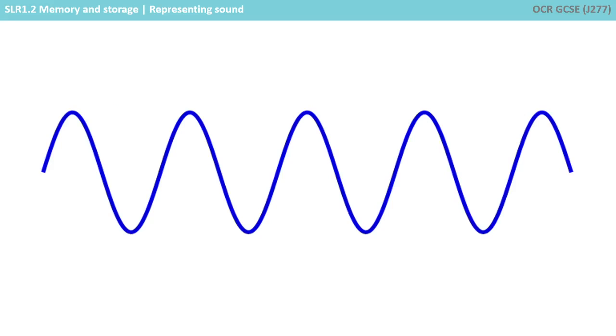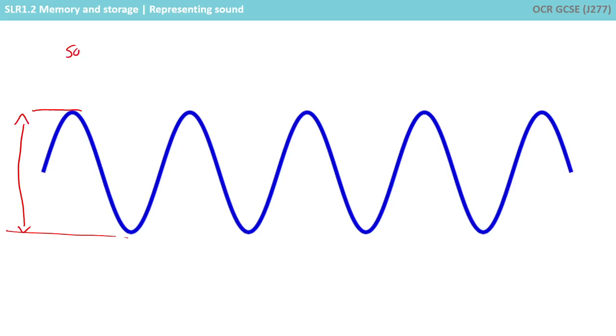Let's say we've got our sound wave. We need to actually convert this into digital. So what we have to do is take measurements of our sound wave and convert that into a binary number for the computer to remember. This is what's called sampling. It is basically measuring the sound wave. Now, what exactly are we measuring? We are going to be measuring the height of the sound wave. This is what's called the amplitude.